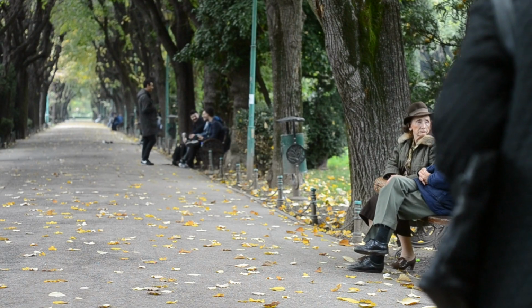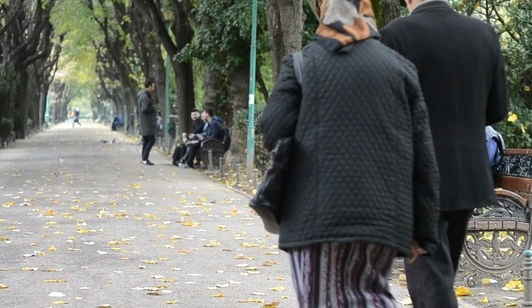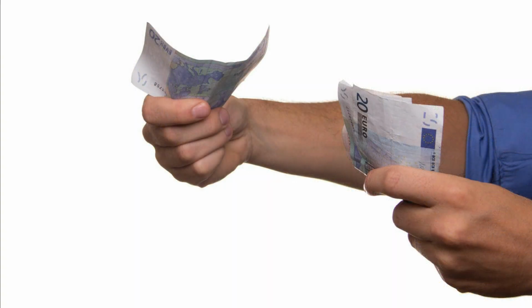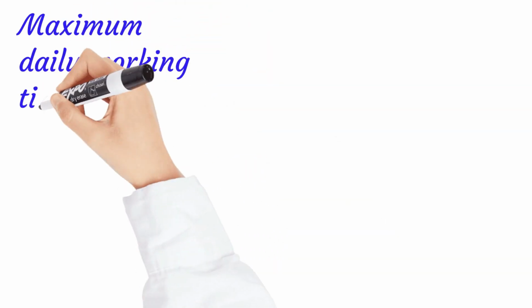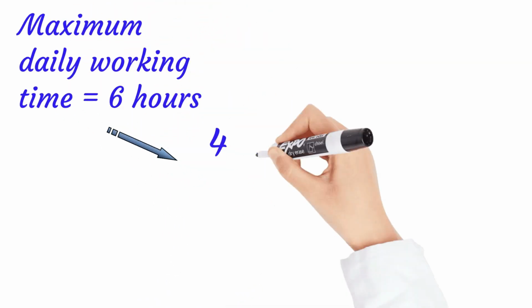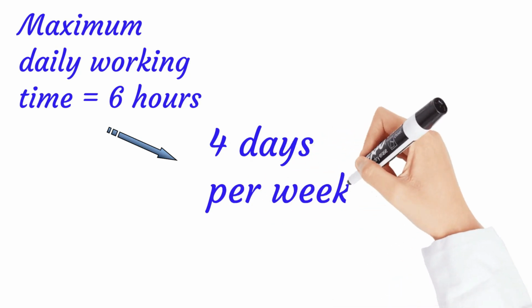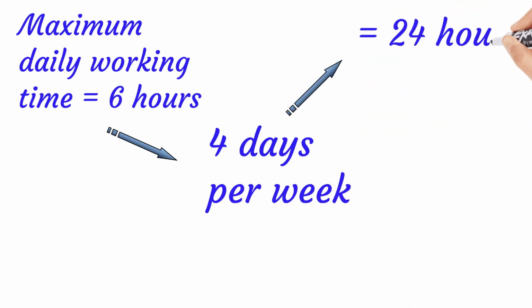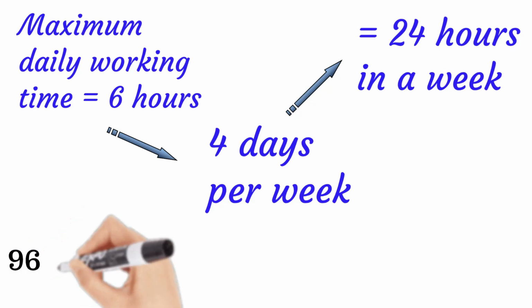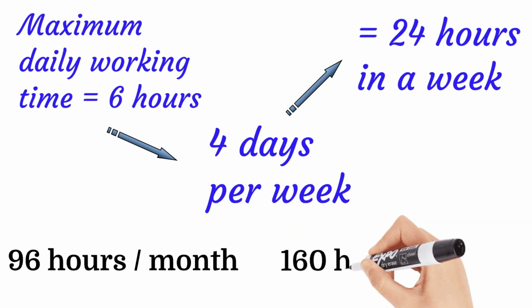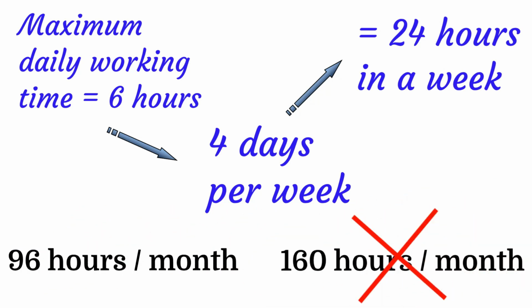Retirement, widows, disability pensions and minimum interprofessional salary will all be set to the monetary equivalent of €2,500 per month. The maximum daily working time will be set to 6 hours a day, 4 days a week, totaling 24 hours weekly working hours. That is to say 96 hours per month instead of the 160 hours we are working at present.